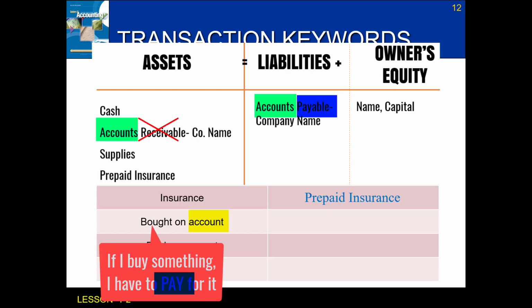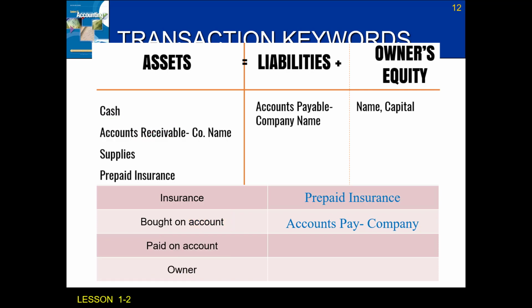So if I see the transaction where it's bought on account, I'm going to use accounts payable, and I have to say which company do I have to pay. Next up, I have paid on account. Again, it's either going to be accounts receivable or accounts payable, but the second portion of this is paid. So I'm going to use accounts payable and list the specific company's name.